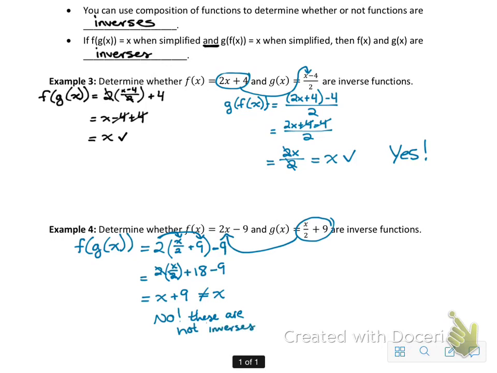Because it doesn't equal x. And that's it. That's all we're doing. We're plugging one equation into another.